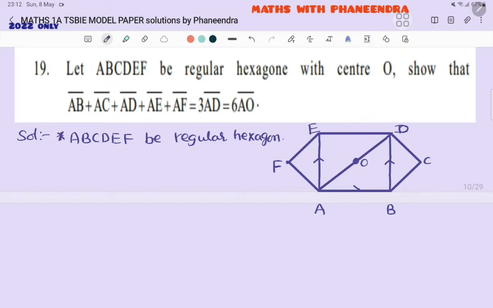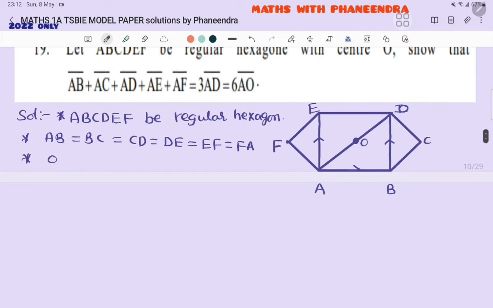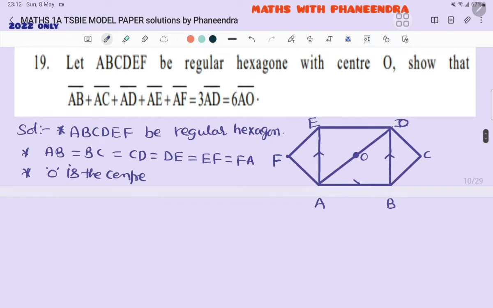Regular hexagon means all sides are equal. That is the information. That means AB is equal to BC is equal to CD is equal to DE is equal to EF is equal to FA. All are equal. And O is the center. Whenever O is the center, O is the midpoint of the diagonal AD also.